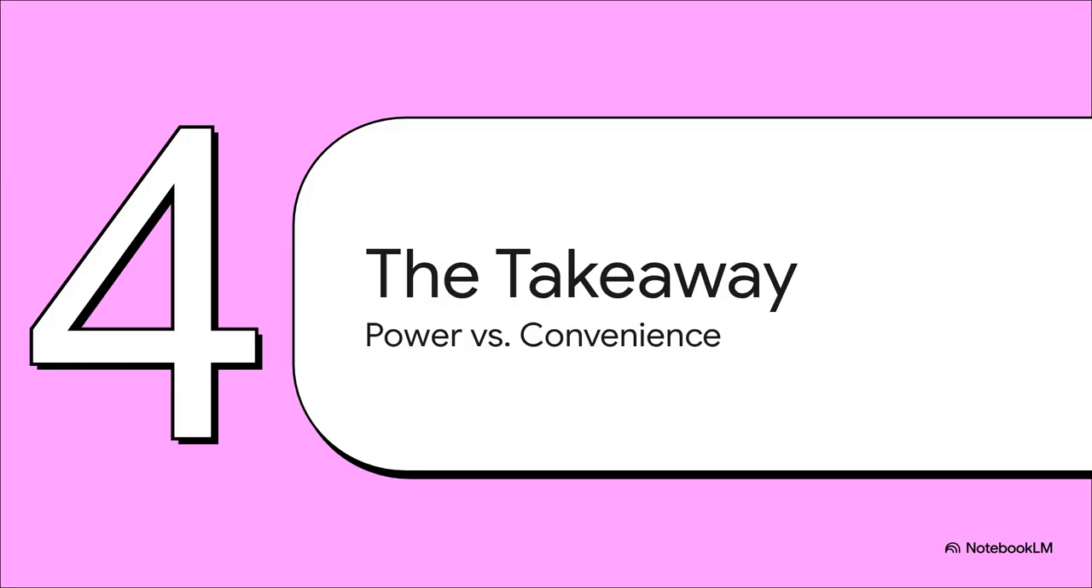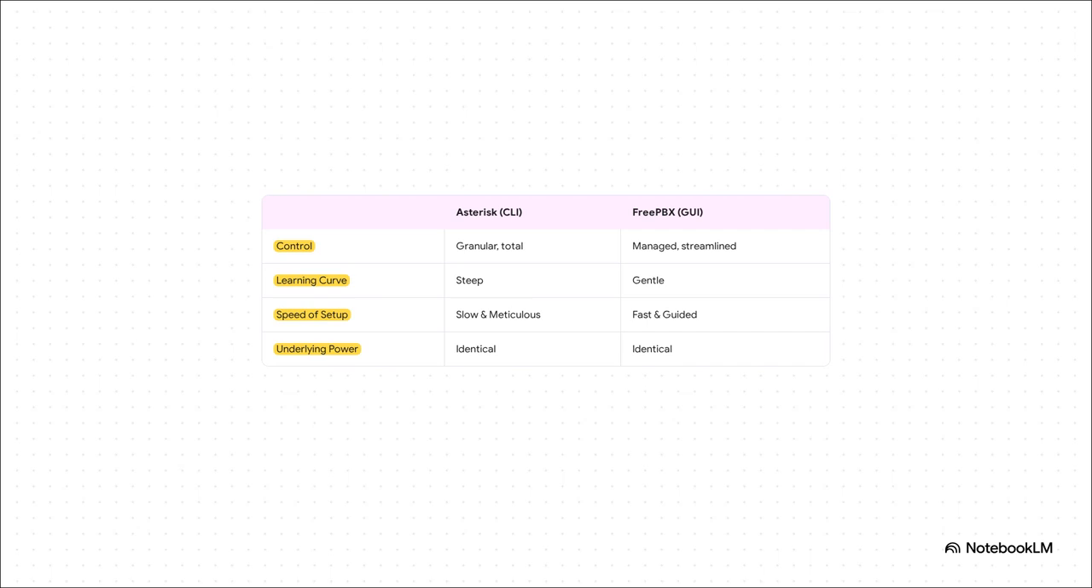So, after seeing all of this, what's the big takeaway? It really boils down to that classic technology trade-off. Do you want absolute, fine-grained control, or do you want speed and convenience? This slide just sums it all up perfectly. If you go with pure Asterisk on the command line, you get total granular control. But the learning curve is super steep and setting things up is slow and careful work. With FreePBX, the control is more streamlined, but the learning curve is gentle and the setup is incredibly fast.